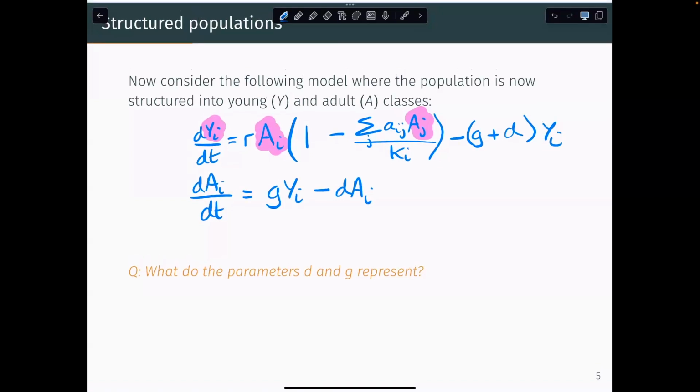Okay, can anyone tell me, so we've introduced two new parameters here, G and D. Can anyone tell me what they think D and G correspond to? Yeah. G is like the young people growing old. Exactly, yeah. So you can think of this as a maturation rate, G, and D is a per capita death rate.